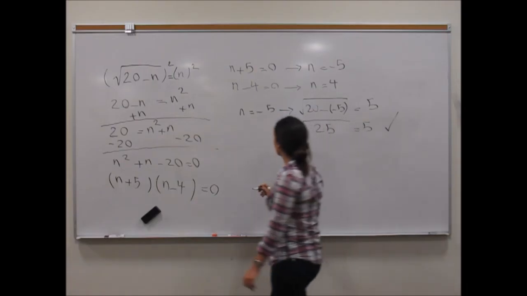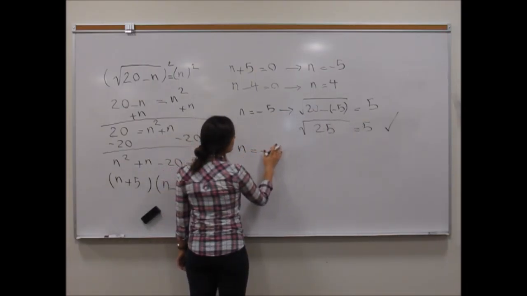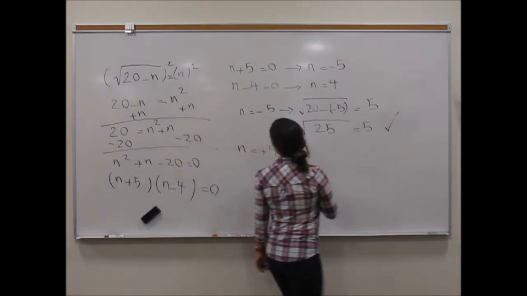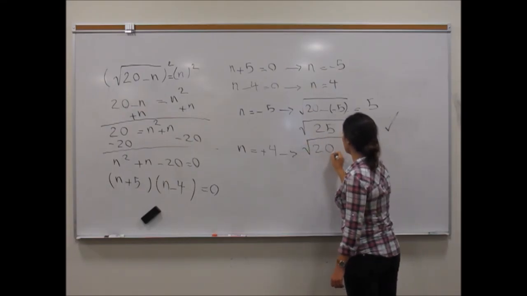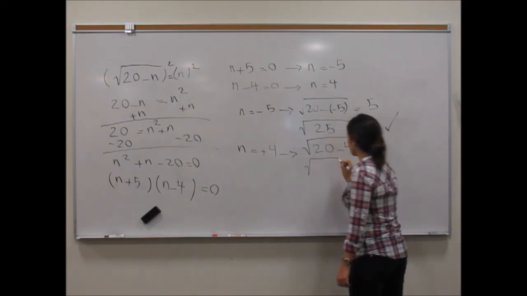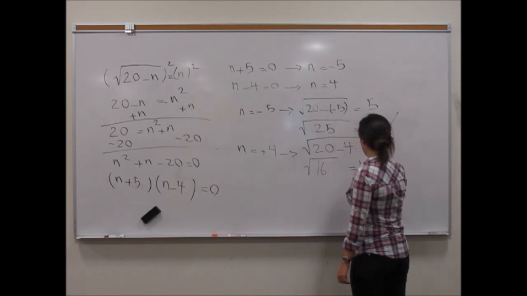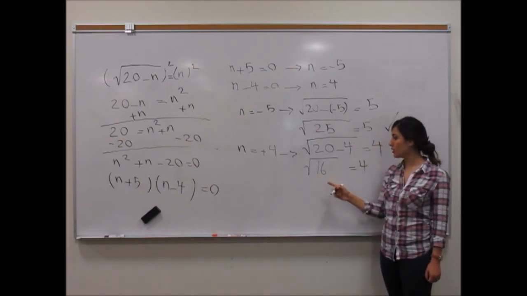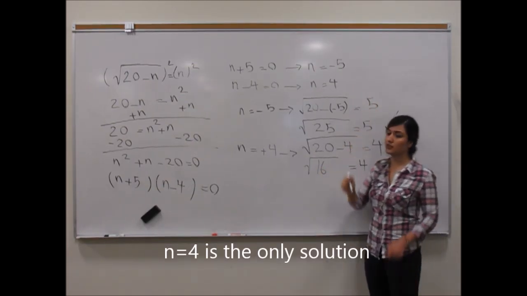And then for n = positive 4, we would have √(20 − 4) = 4. 20 minus 4 is 16. So √16 = 4. And √16 is a perfect square, so √16 is 4, and this is absolutely true. So both of our answers work.